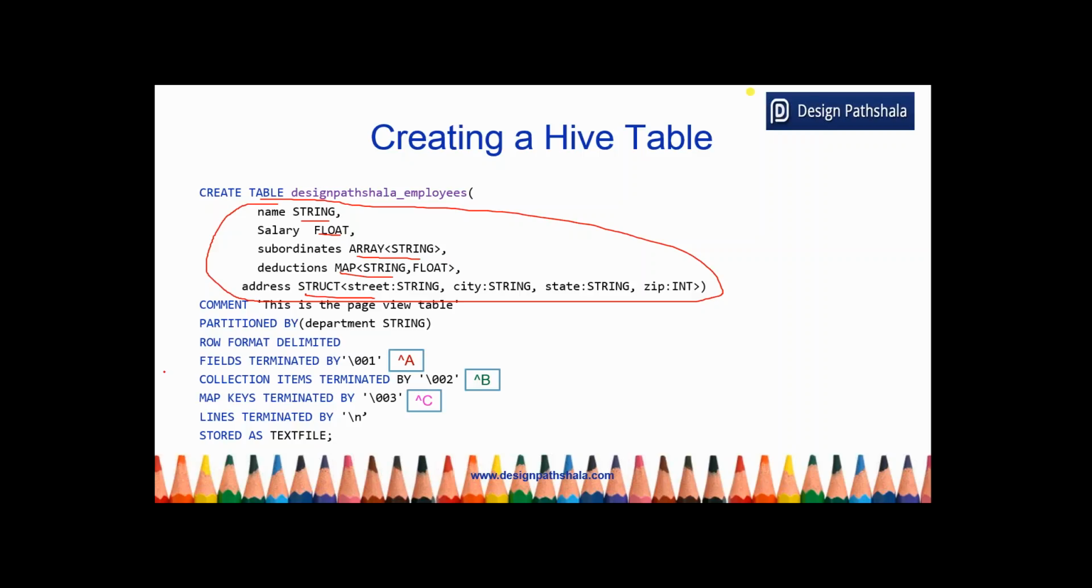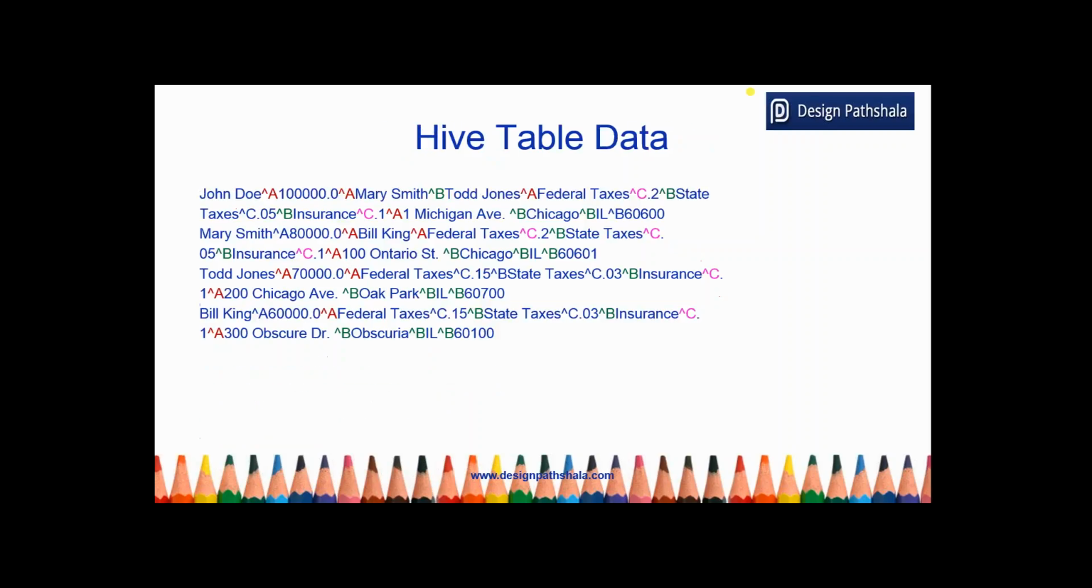And for lines, each row is terminated by slash n. Fields are terminated by control A. So all these fields, name and salary, are separated by control A. The salary and subordinates are separated by control A. Subordinates and deductions are separated by control A, and so on in the file. Collection items are terminated by control B. And similarly, map keys and value pairs are separated by control C.